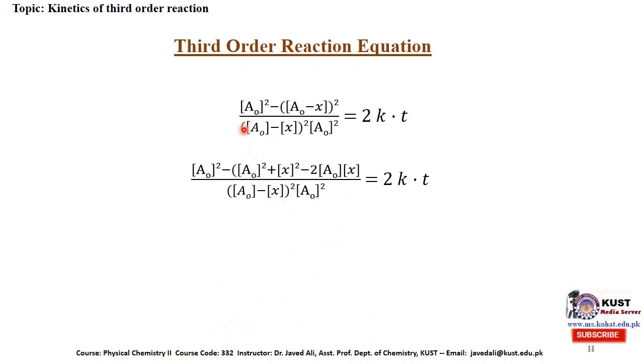And similarly, we can further rearrange this equation to the below form: a naught square minus a naught square plus x square minus 2a naught x, divided by (a naught minus x) whole power 2, into a naught square, is equal to 2kt.